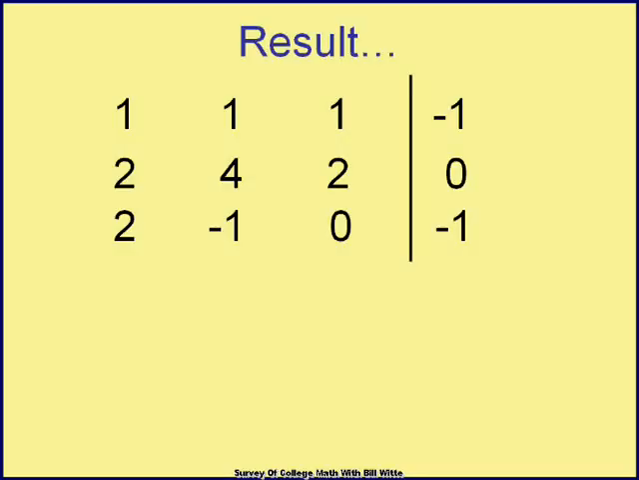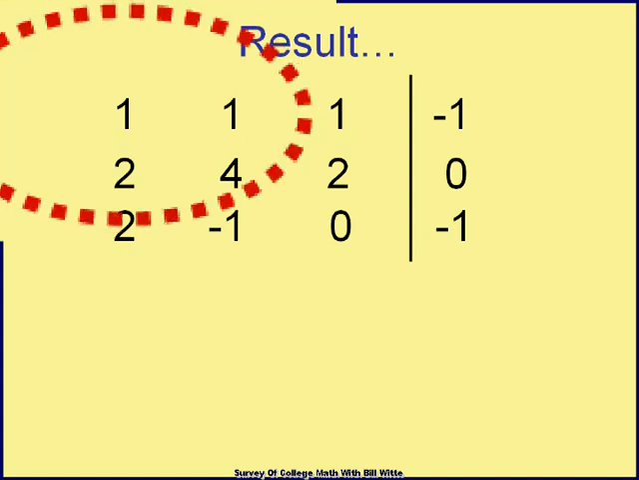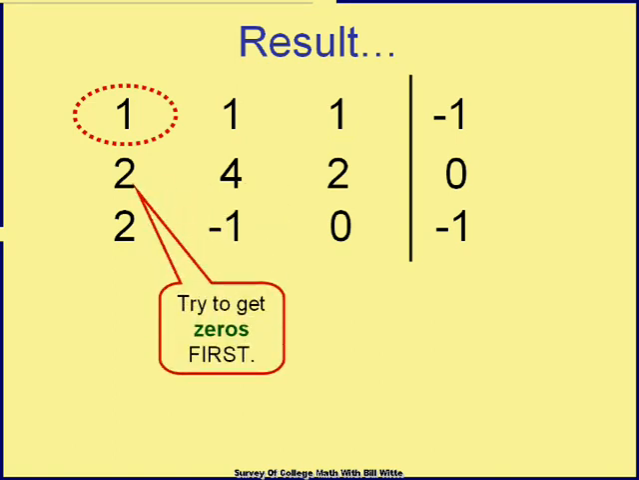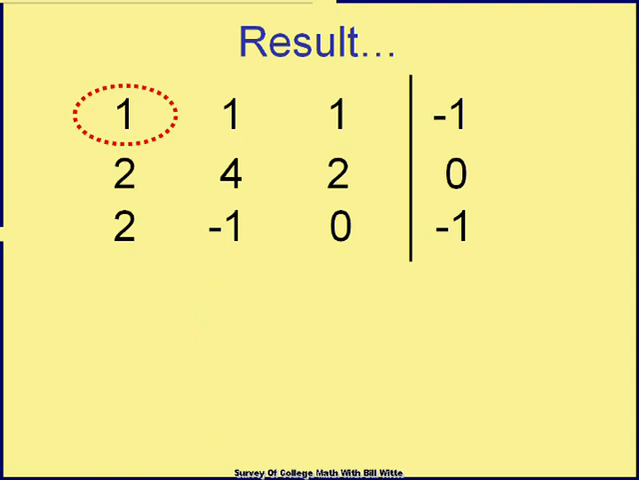Okay, they're flipped, and they bought me something. I still have that 1 in the top left, and I like that. Well, that's a start. Alrighty then. Now, let's start getting zeros. And I can use the 1 and some negativity to start killing the other numbers. Watch what I do.